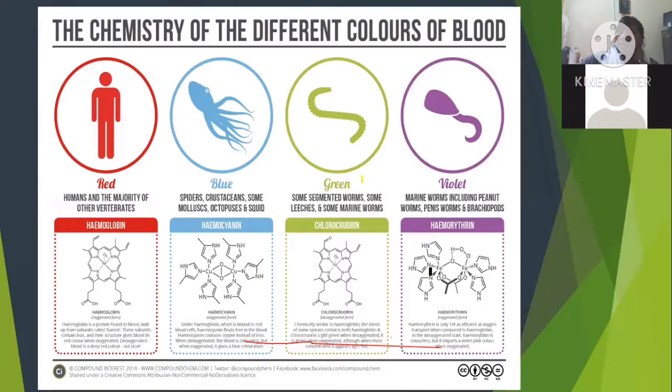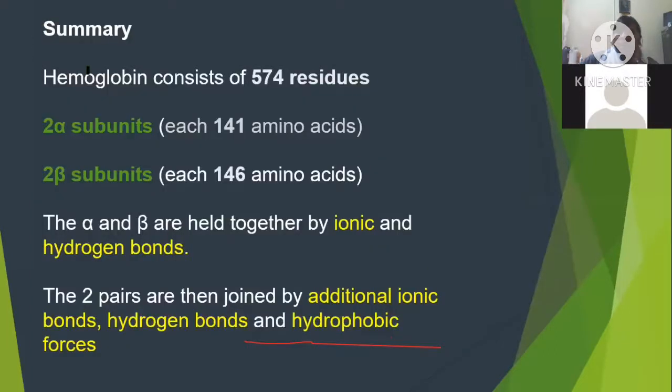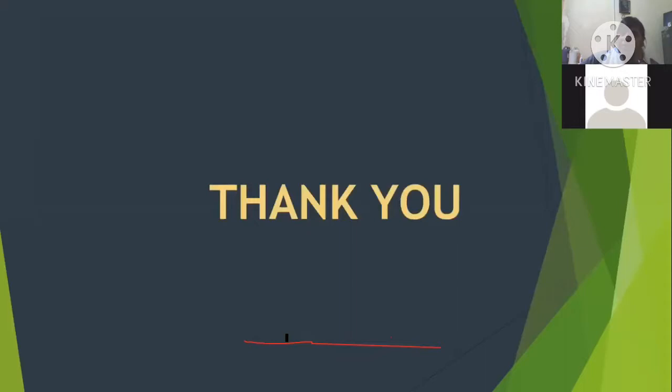Now, to summarize, hemoglobin, as you know, consists of 574 amino acid residues. It has two alpha subunits, each with 141 amino acids, and two beta subunits, each with 146 amino acid residues. Both alpha and beta are held together by ionic and hydrogen bonds, and also by hydrophobic interactions. So this is about the structure of hemoglobin.